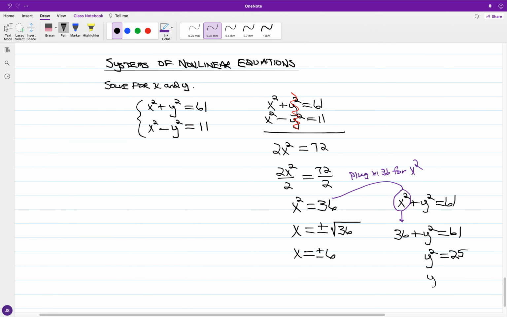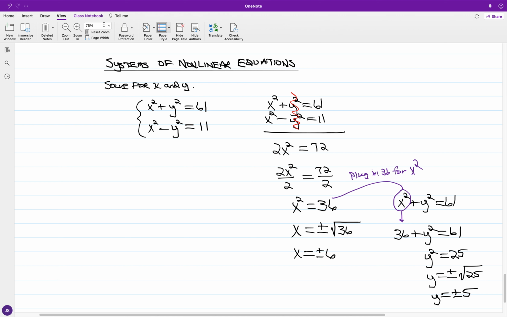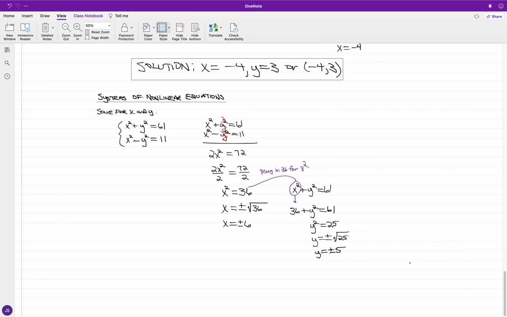Now from this, if I go with the square root property of equality, y is going to be plus or minus the square root of 25. And so y is going to be plus or minus 5. So in terms of the big picture, you have not one solution point but multiple solution points. In the case of the solution, you have x equal to plus or minus 6, y equal to plus or minus 5.